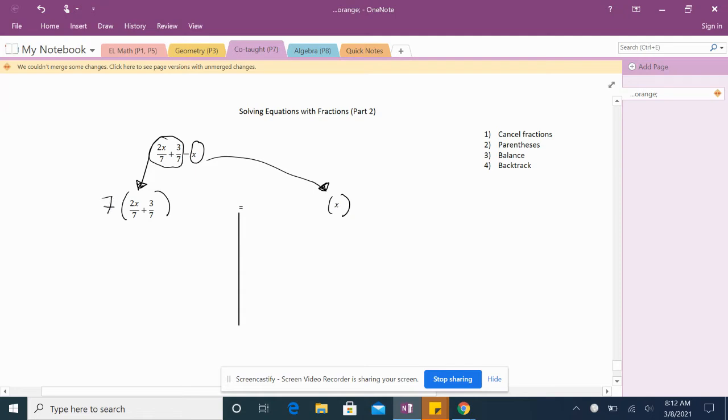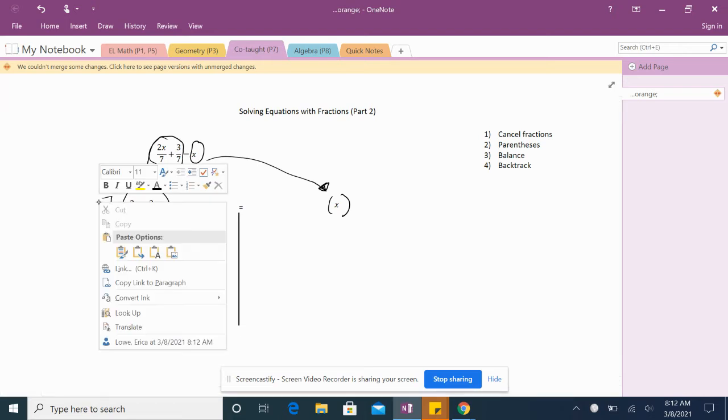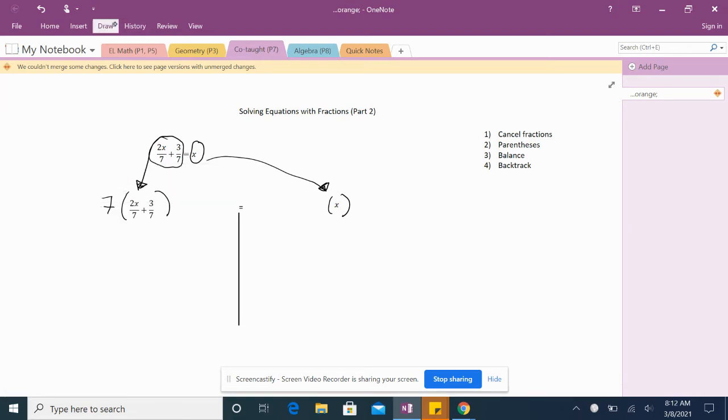The number below the line is 7. I'm going to multiply by 7 on both sides. Now we do parentheses.